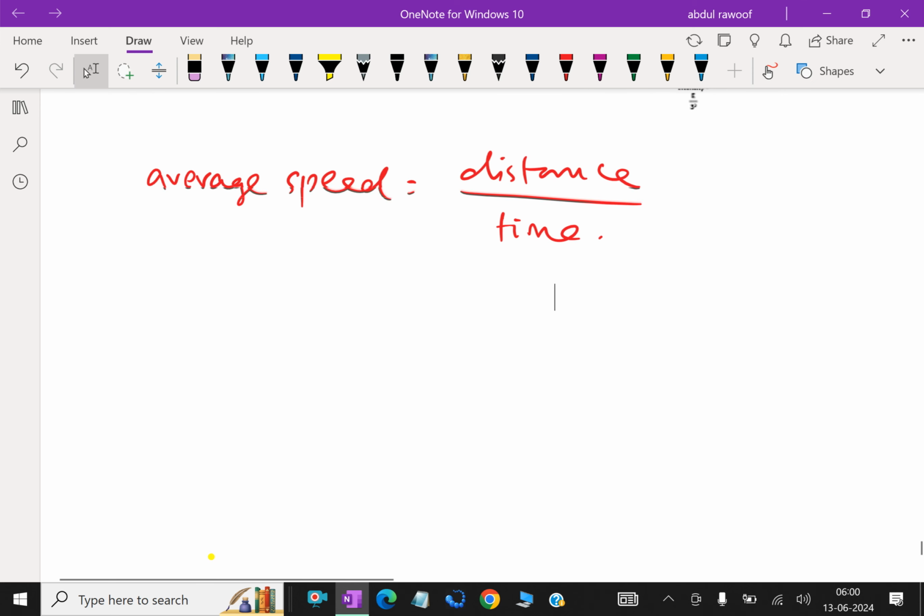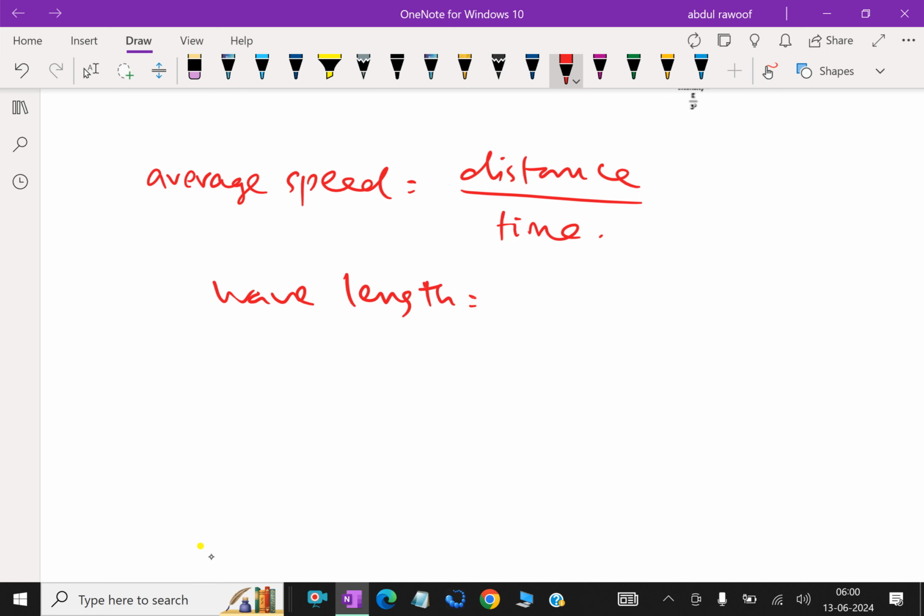Now, wavelength. Wavelength lambda equals c over f, that is, the speed of light over frequency.